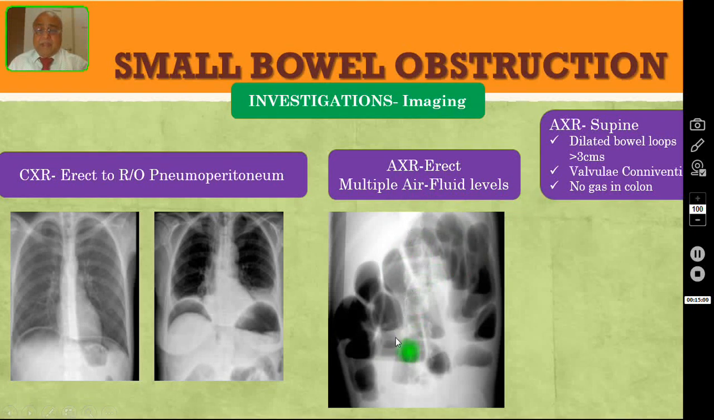Here this is an erect picture where you are seeing an abdominal picture. You are seeing a lot of air fluid levels here, multiple air fluid levels. This is an abdominal X-ray supine picture where you can see the dilated bowel loops that are more than 3 centimeters in diameter. You should also look for the valvulae conniventes, which are nothing but the mucosal folds in the small bowel. And if it is a complete obstruction in the small bowel, you cannot see any gas in the colon.